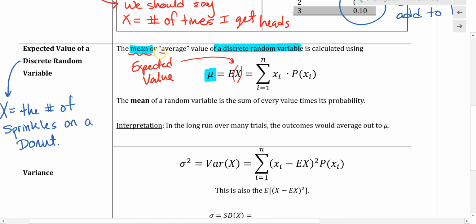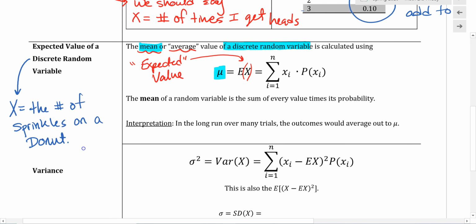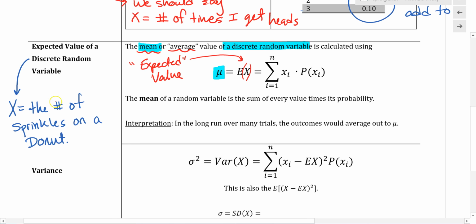So mean or average is the same as expected value. Those are all three words that can be used to describe the average. I just use the word expected value when talking about these things. So the expected value of this event, the expected average number of sprinkles on a donut. Here's what we do.